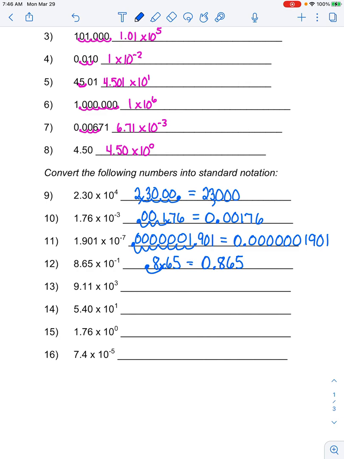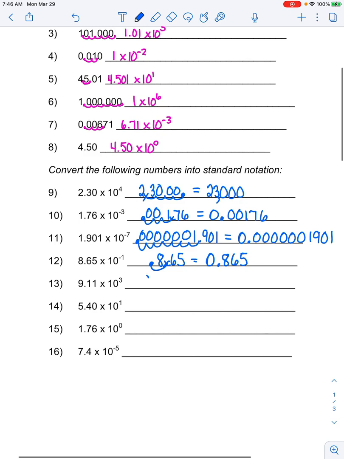Number 13, 9.11 times 10 to the positive 3 power. So 9.11, you write your number. Positive 3 is 3 moves to the right. 1, 2, 3. I'm going to have to fill in 1 zero. So your answer should be 9,110. Number 14, 5.40 times 10 to the first power. Write your number. Times 10 to the positive first power means I move my decimal 1 point to the right, and that's going to give me 54, or you could have 54.0, same thing.